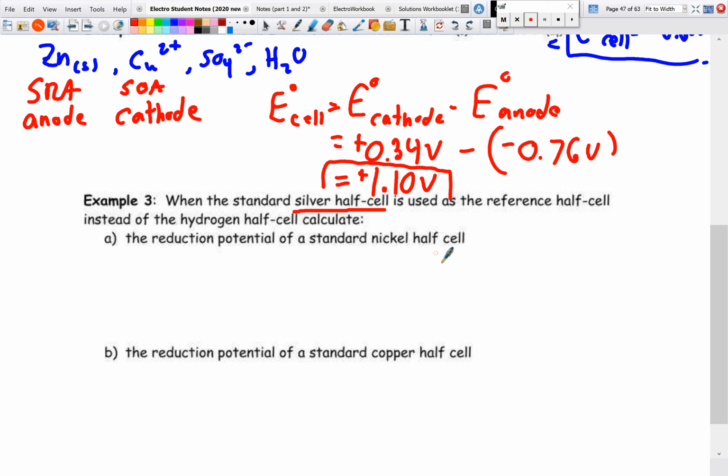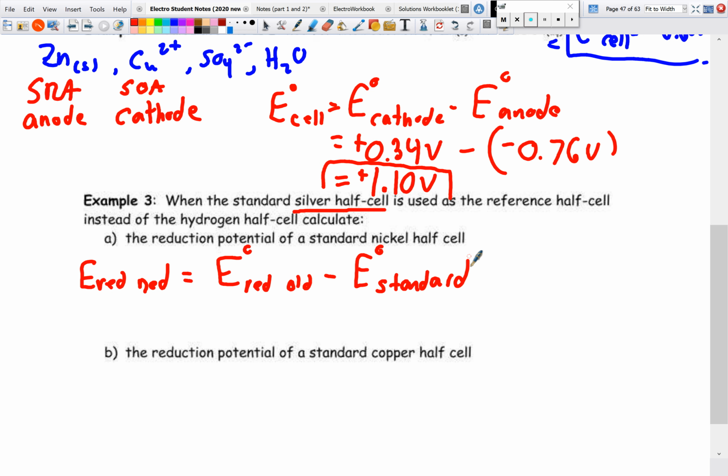So if we're asked what is the new reduction potential of the nickel half cell, the reduction potential new is going to equal the reduction potential of the old minus the cell potential of our new standard. So there's no real formula for this. I'm just kind of showing you how to actually do it. Now for our nickel, its old reduction potential was negative 0.26 volts. Our silver was 0.80 volts. So our new reduction potential is a negative 1.06 volts.